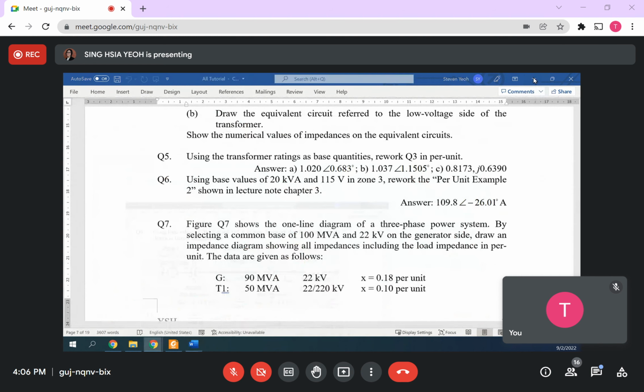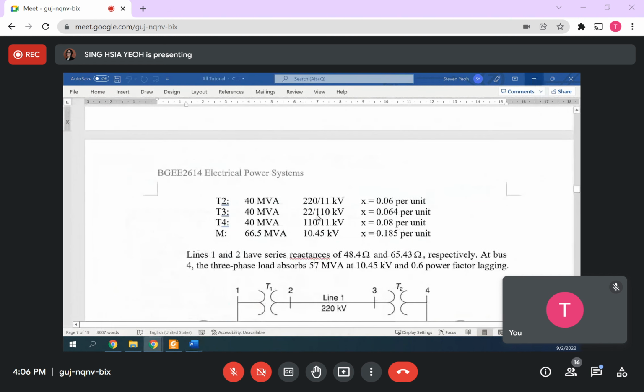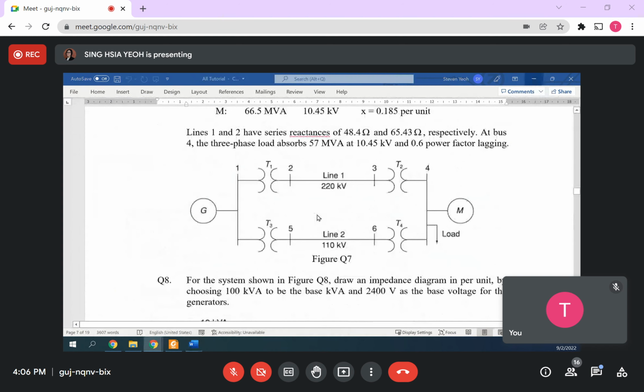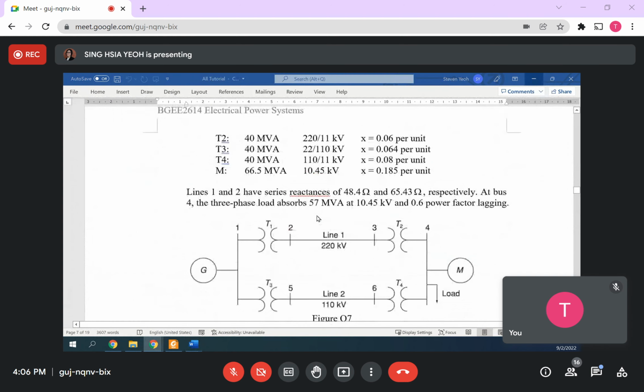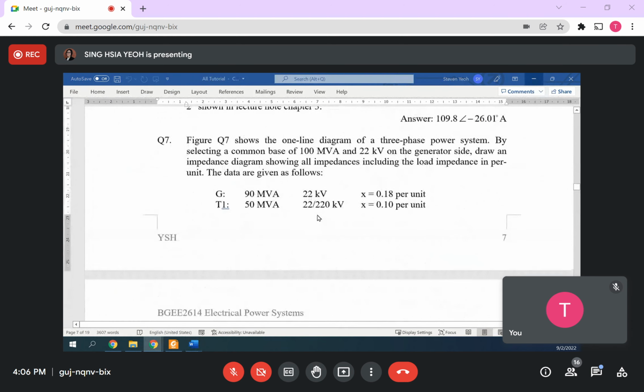Question 6 is okay already. Then 7. Question 7 is the question that 18 would like to ask, right? 18, what is your problem? Can I write here? Can you see?